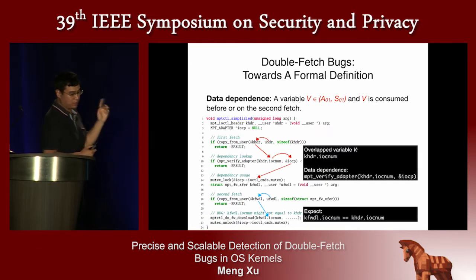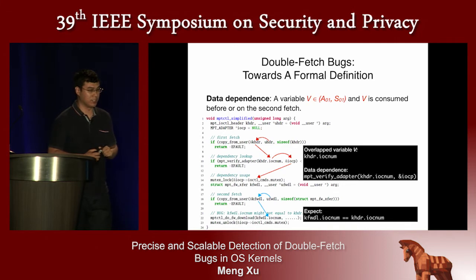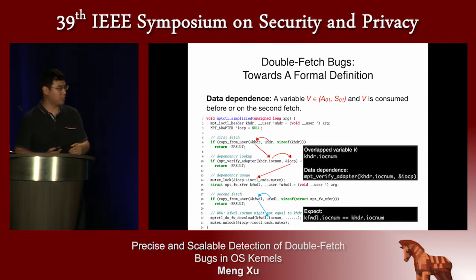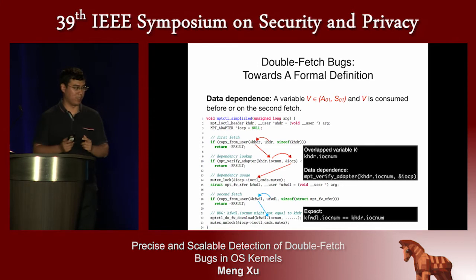This dependency lookup example is actually a violation of this data dependence, because once you get the first fetch, you use this IOC number to look up something. So after you do the second fetch, you expect that this IOC number is the same, but actually it's not. Therefore, it's a violation of this data dependence, which makes it a double fetch bug.